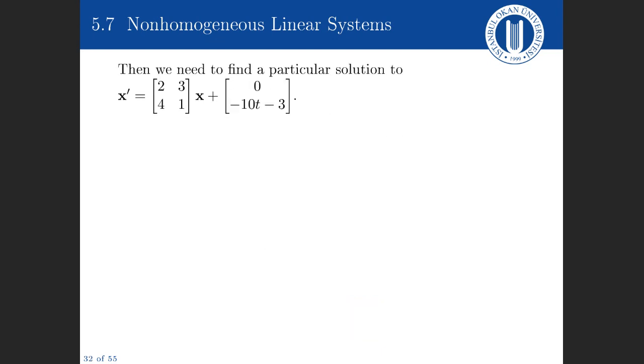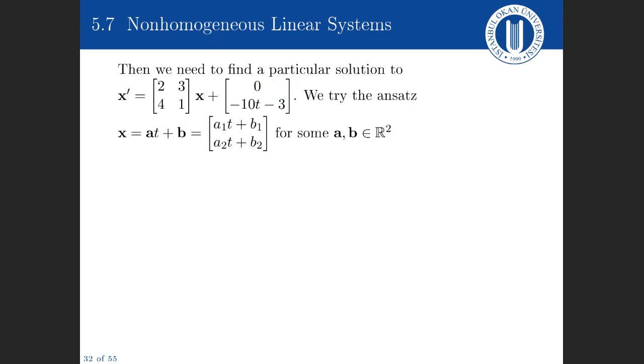Now I want to do the second part of the function. Let's suppose we have a function where the top number is 0 and the second coordinate is minus 10t minus 3. We need an ansatz. Because our function g is a first degree polynomial, our ansatz is going to be a first degree polynomial. We're guessing that we have at plus b for some vectors a and b.